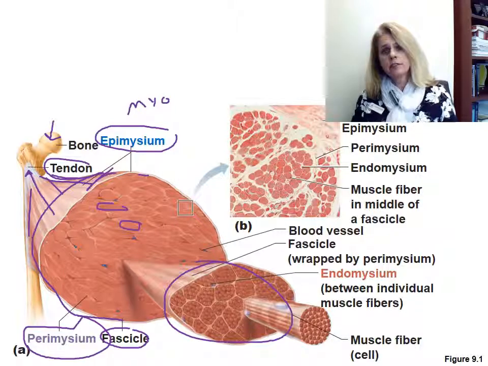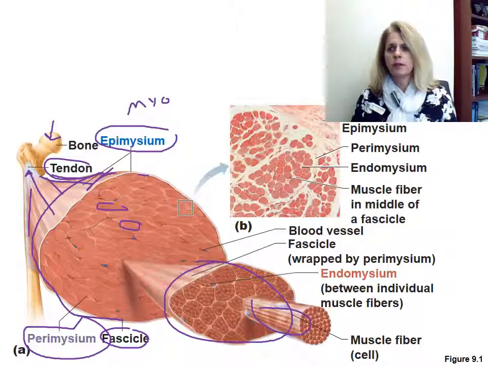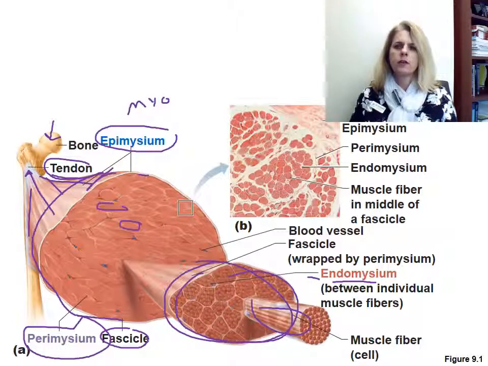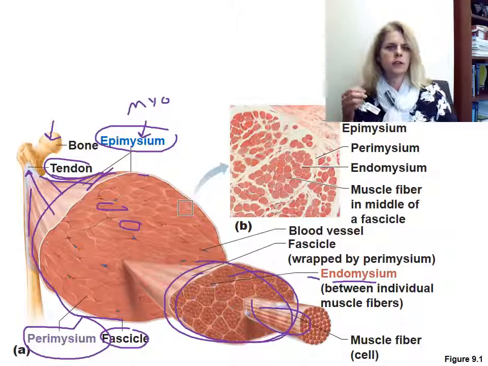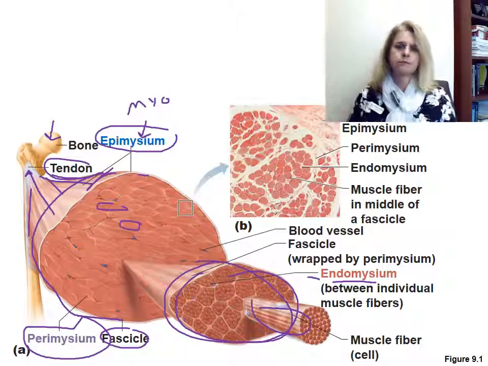And then each fascicle is made up of a bunch of these muscle fibers or muscle cells. Okay, and then you have an endomysium, which are between these muscle fibers. So in muscle anatomy, muscle fibers and muscle cells are the same thing. So you have your fascicle, which are these bunches of muscle fibers. In between each muscle fiber you have an endomysium, and then around the entire muscle you have an epimysium. So you'll need to recognize these three terms, epimysium, perimysium, and endomysium, and where you'd expect to find them.